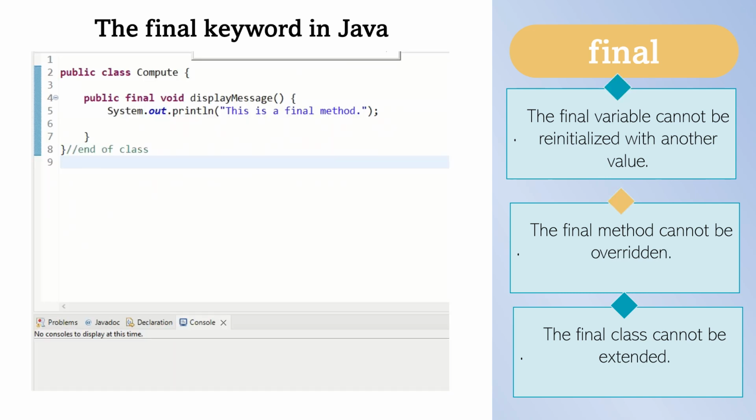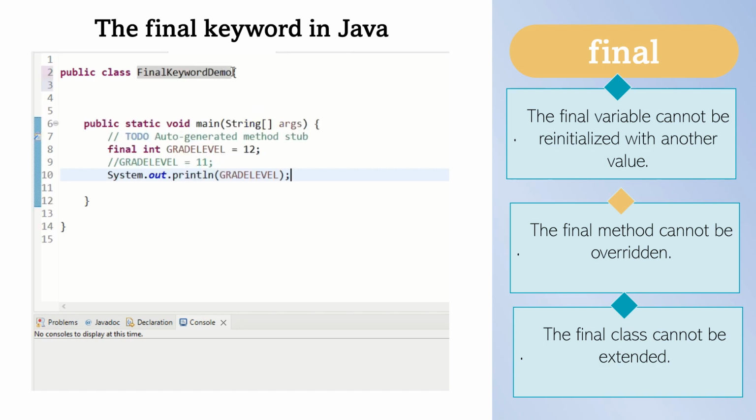Okay. As stated, the final method cannot be overridden. So, I have here a class named Compute. It has a method named displayMessage. As you can see, it is final. So, try natin. Let's try to override this, kung totoong hindi talaga ma-override. Okay, lagay natin dito, extends. The class name is Compute. And then, @Override.